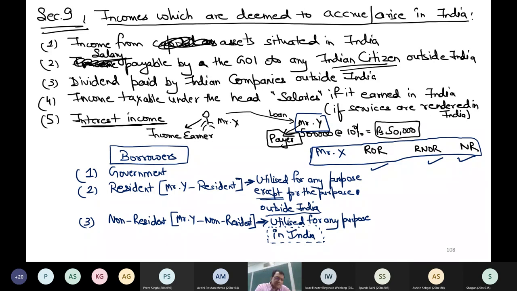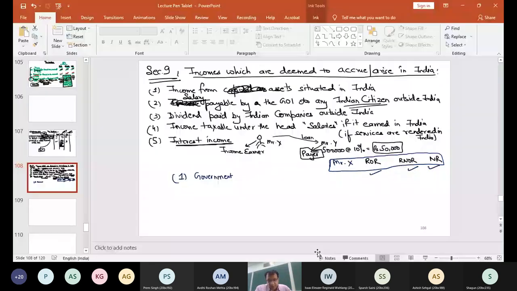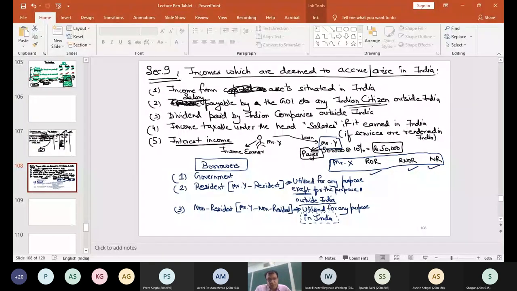Please raise your hand if this point is clear. Still, if you have any problem, you ask me. This is the only technical point in the entire chapter. The purpose is to make sure that every income becomes at least deemed to accrue or arise in India, so that everyone pays tax here, even if non-resident. Very good. Most of you have understood, and you will understand more when I discuss one numerical after some time. Now, another point.